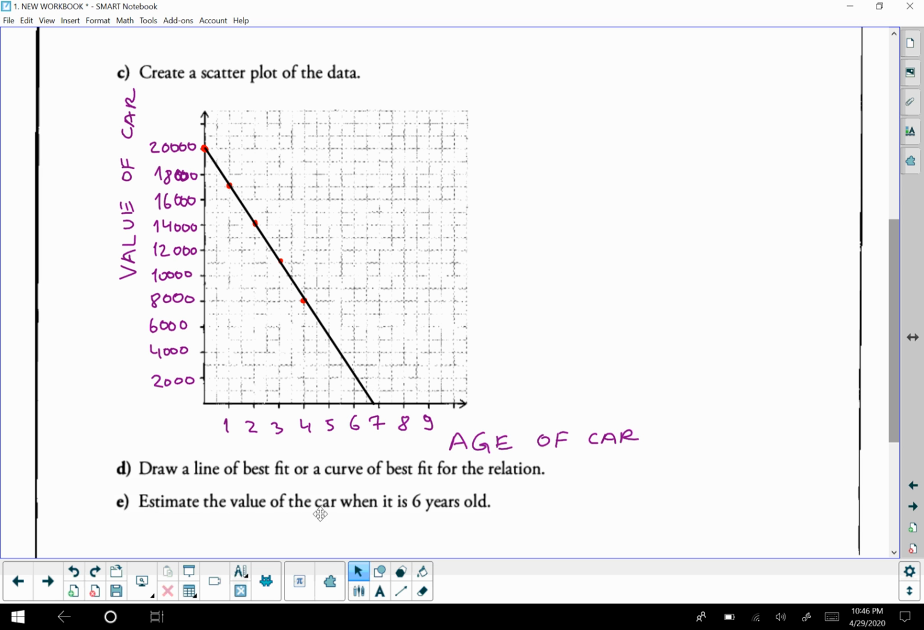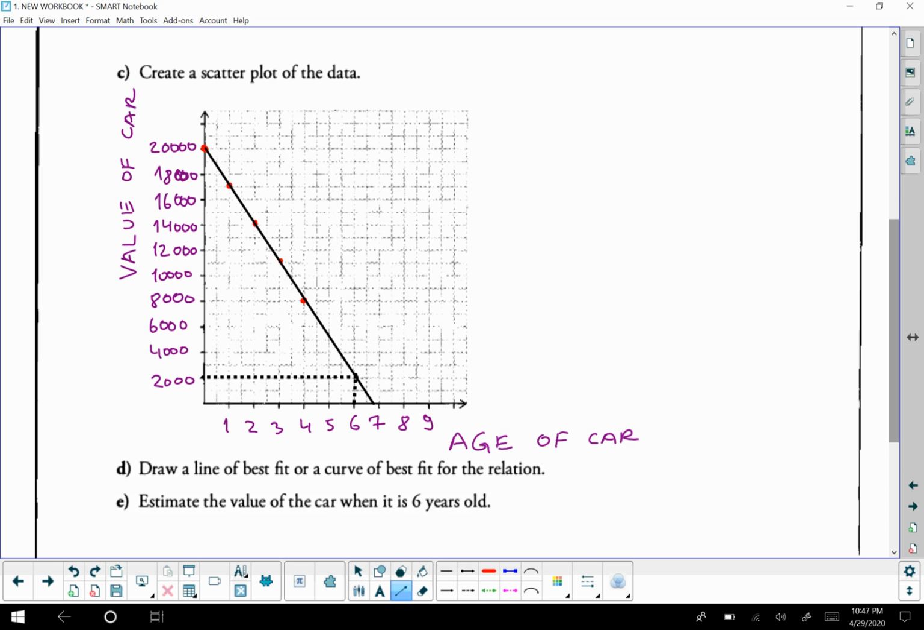It says estimate the value of the car when it's 6 years old. All right. 6-year-old car. We're using interpolating and extrapolating. In this case, it's going to be extrapolating because I'm not going to my last point. I'm going after my last point. So I'm starting at 6. Goes up to the line of best fit, something like that, and going over.